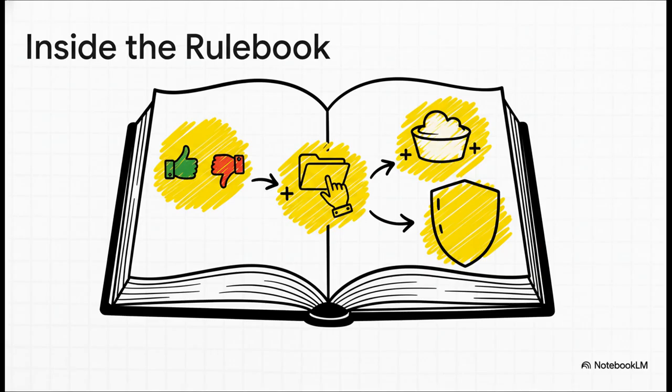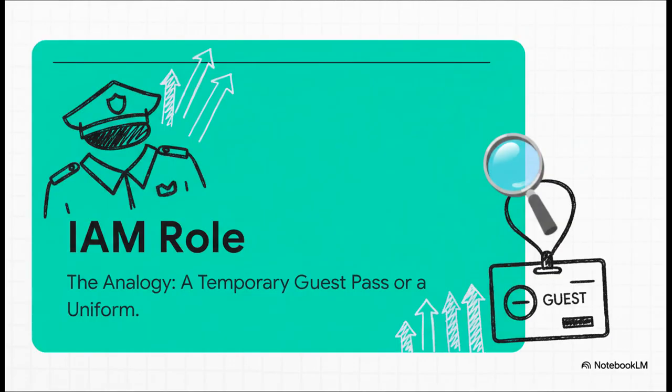And here's the golden rule. You got to remember this. A single explicit deny will always override any allow. And finally, we have the IAM role. Now this one is a little different. It's not a person with a permanent key.